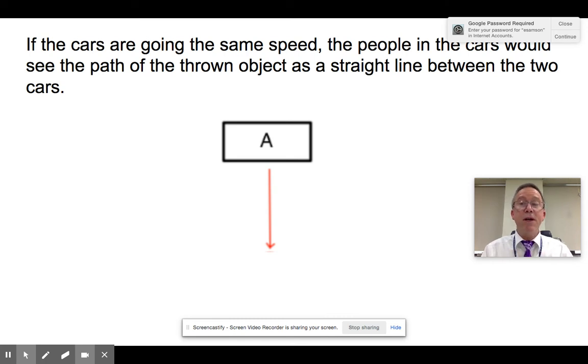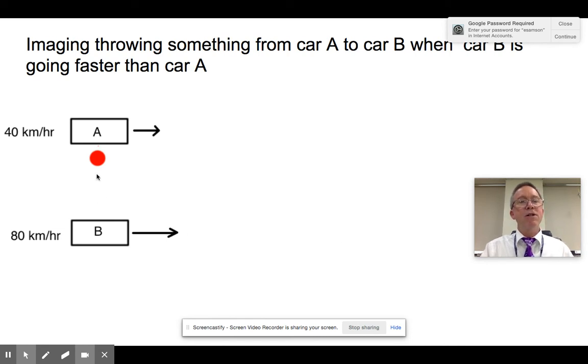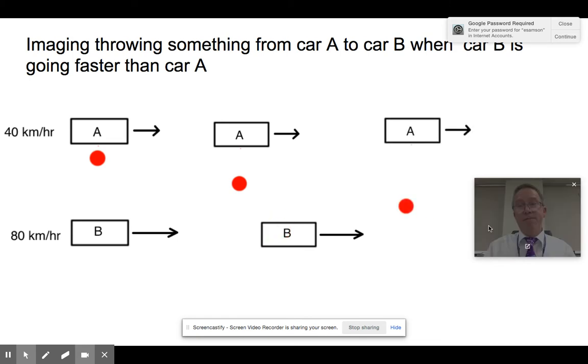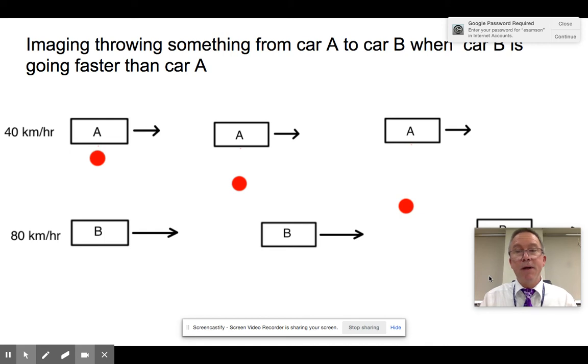But what if the cars are not going the same speed? What if car B was going faster than car A? So when car B is going faster, but when it gets right next to car A, they're side by side, the person in car A does the exact same thing, throws it exactly the same way. But what happens is when this object gets halfway between the two, it's still going the same speed as A in this direction. So it's still even with A. But since B is going faster, it's now behind B. In fact, by the time it gets to where B was supposed to be, it's considerably behind it. See, I got to drag myself down here. There you go. It's considerably behind it.